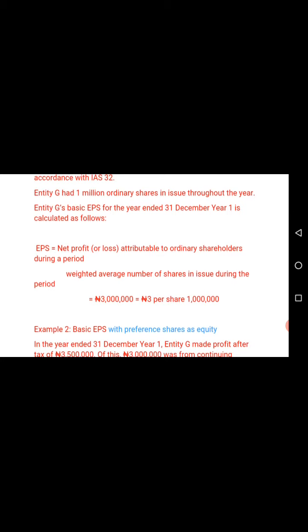The 3 naira is the amount that can be given to him as his right on every share he buys in the company. So that is basically it. You could use this figure to compare different companies and know which one to invest in. The higher the number, the more attractive the investment is.